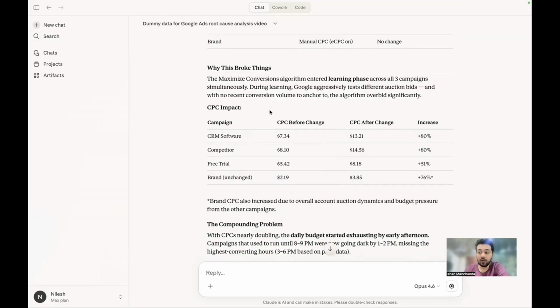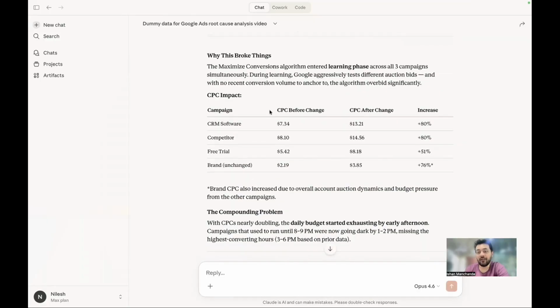Someone like me who's probably not been very hands-on with Google Ads in the last 2 years, been more on the management side of things, driving the strategy. When I'm looking at it, I need some more details, and you don't even have to ask in certain cases, right? So it's telling me.